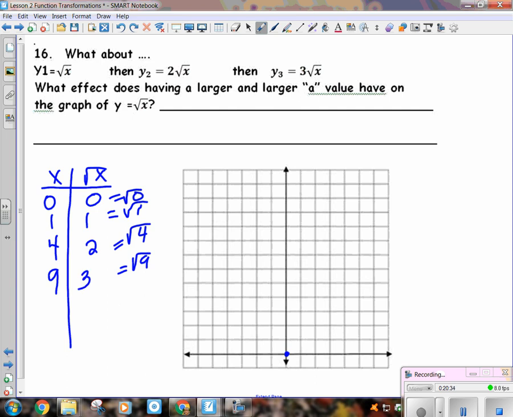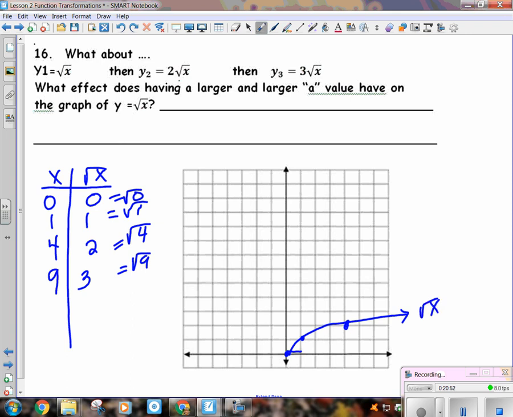So I do have some points. Again, 0, 0. Over 1, up 1. Okay. Over 2, or excuse me, over 4, up 2. And that's as much as we have room for because I didn't put more graph. That's the basic square root of x graph.